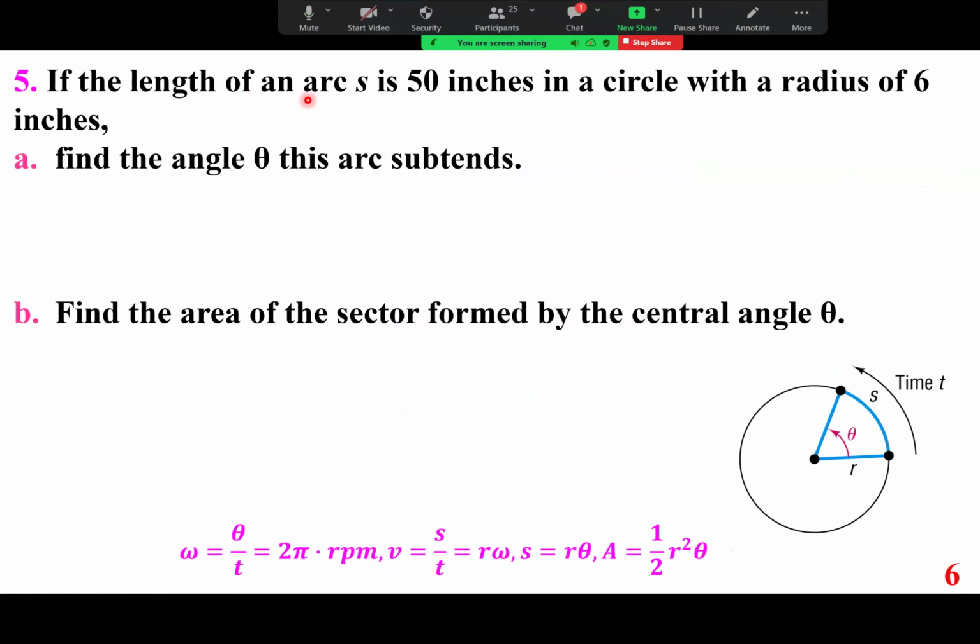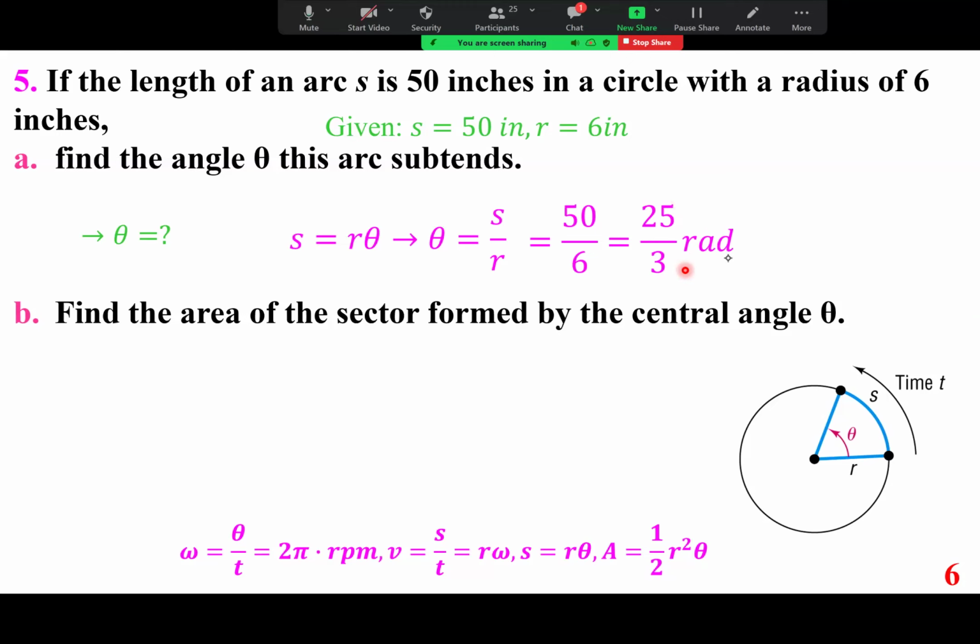If the length of an arc s is 50 inches in a circle with a radius of 6 inches, find the angle theta this arc subtends. Find the area of the sector formed by the central angle theta. Again, reminding you of the formulas, the very first thing is what is given. Arc s is 50 inches, and the radius is 6 inches. We are looking for theta, and we know s equals r theta. Therefore, theta is s over r. So 50 divided by 6 gives us 25/3, and that's in radians.